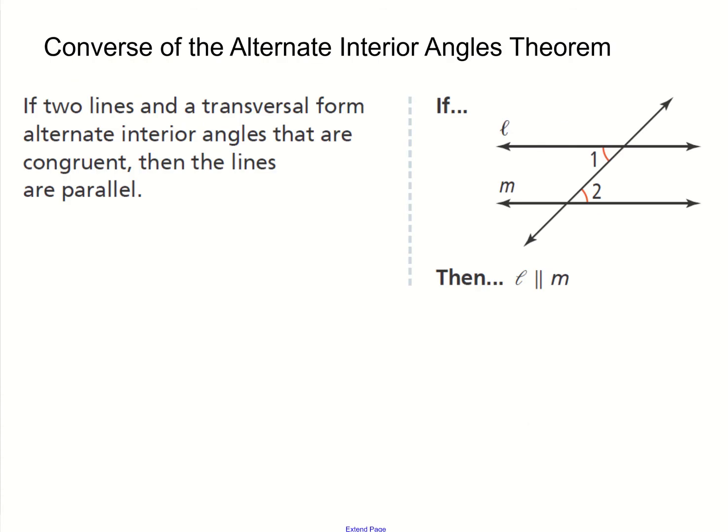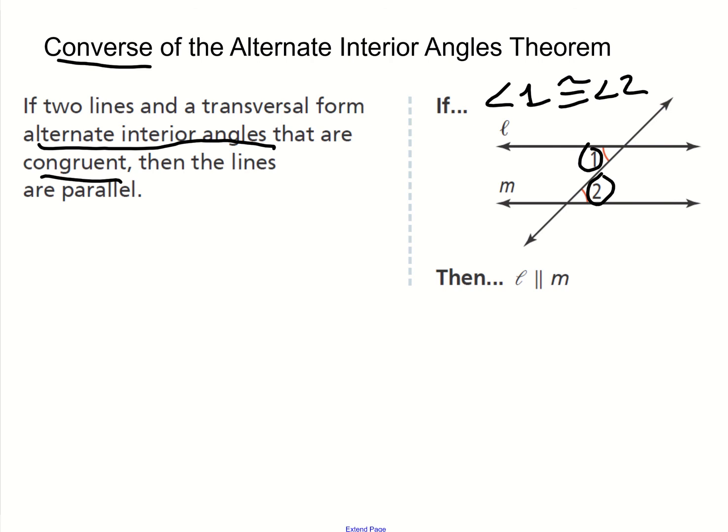Okay. So now, again, converse means you reverse the statement. So the converse of the alternate interior angles theorem states that if alternate interior angles are congruent, so if angle 1 in this example is congruent to angle 2, these alternate interior angles, if they're the same, then the lines indeed are parallel. Okay, so that's the converse of the alternate interior angles.